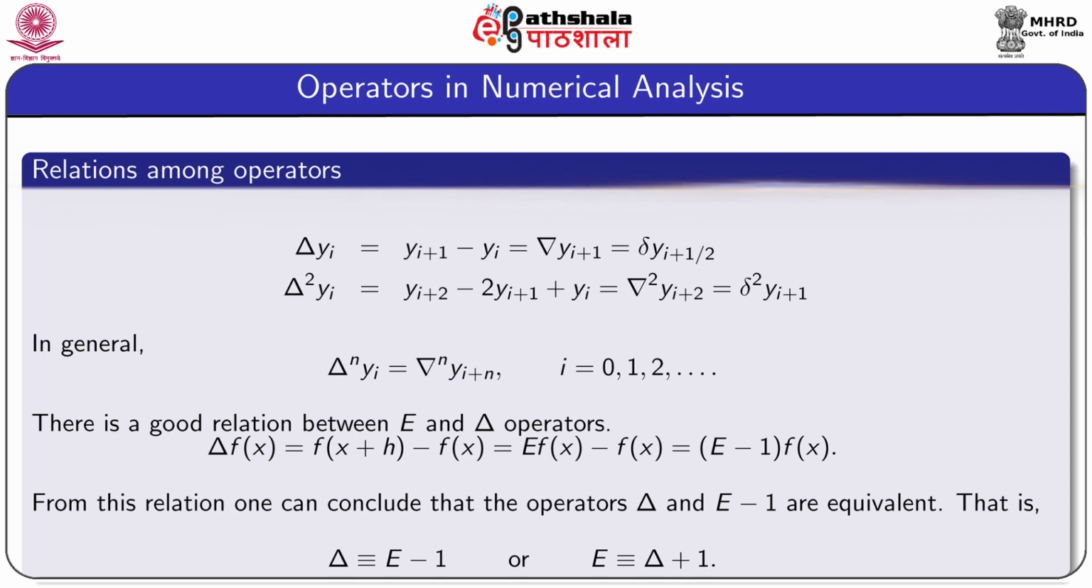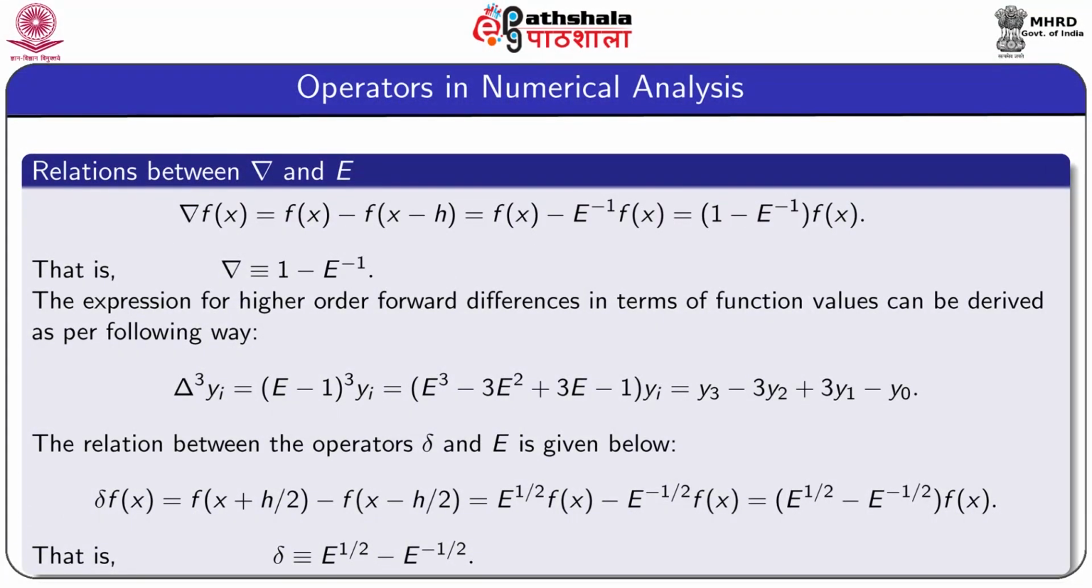And there is a very interesting relation between the shift operator E and the forward difference operator Δ, which is obtained in the following way. Δf(x) equals f(x+h) minus f(x), and the first term is nothing but E f(x) minus f(x), and then this is equal to (E minus 1) f(x). That means, we see that the Δ operator and the E minus 1 operator are equivalent. That is, we can write Δ equivalent to E minus 1, or after rearranging we can write E equal to Δ plus 1. So, these are the relations between the shift operator and the forward difference operator.